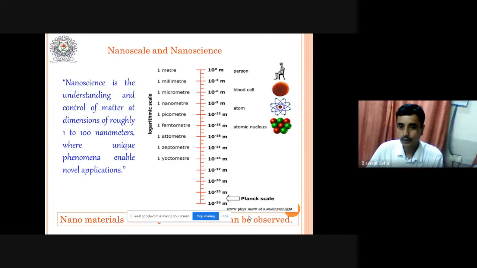So anything we want to do in the form of matter must be greater than an atom. So nanometer is the smallest scale where people can work to produce devices or develop or introduce some new properties to the matter. So that is the science which is related with nanometer. Okay, we shall restrict up to nanometer only. So nanoscience is basically the understanding and control of matter at dimensions roughly 1 to 100 nanometer.